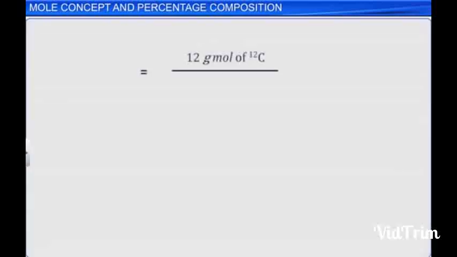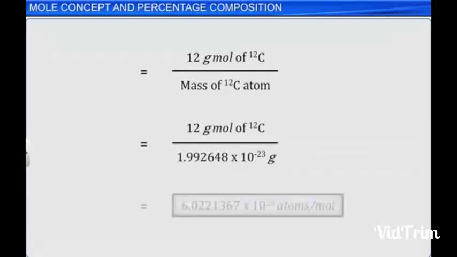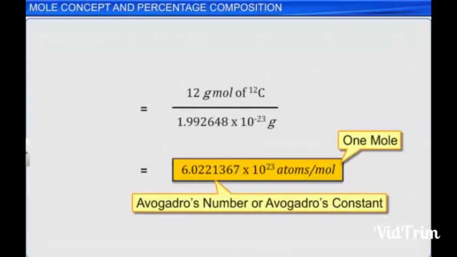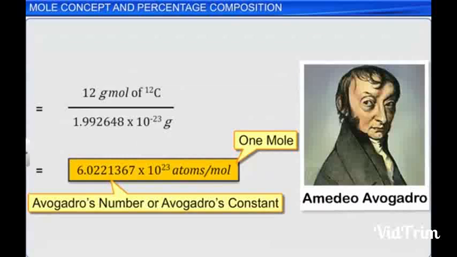They then divided 12 grams of carbon-12 by the mass of a carbon-12 atom and obtained 6.0221367 multiplied by 10 raised to 23, which is the number of atoms in 1 mole or 12 gram of carbon. This is the value of 1 mole and is known as Avogadro's number or Avogadro's constant, in honor of Amedeo Avogadro, and is usually represented as Na.